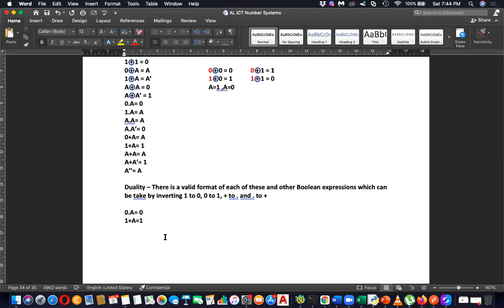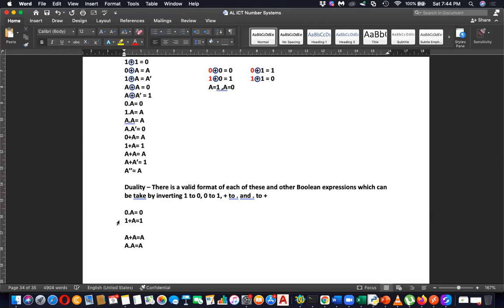So this is called duality. Okay, what about this one? A or A is A. What is the other format? The second format? Yes? Sachini? What is the second format? Hello? A and A is A.